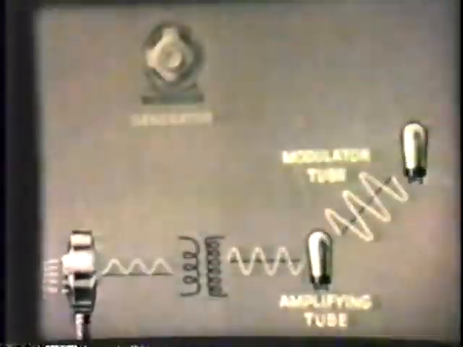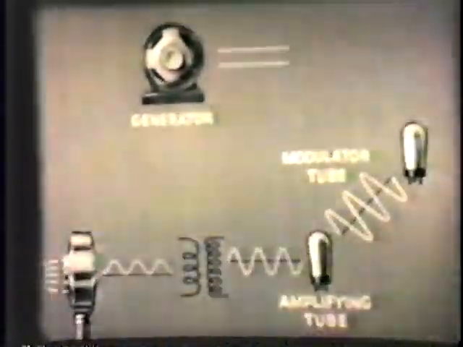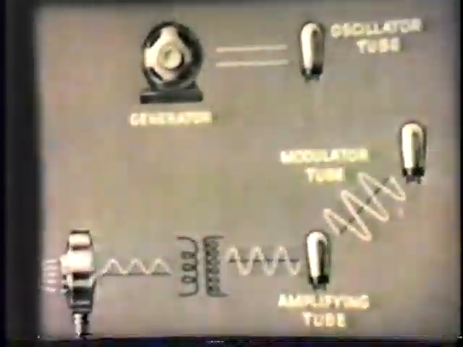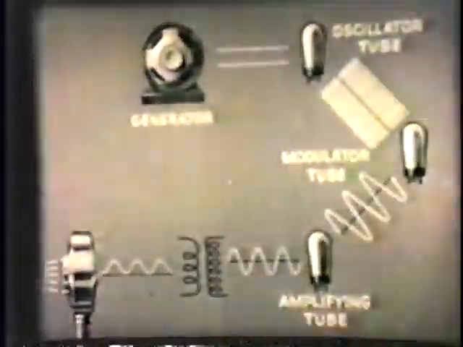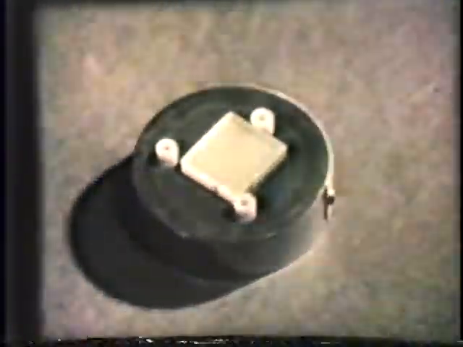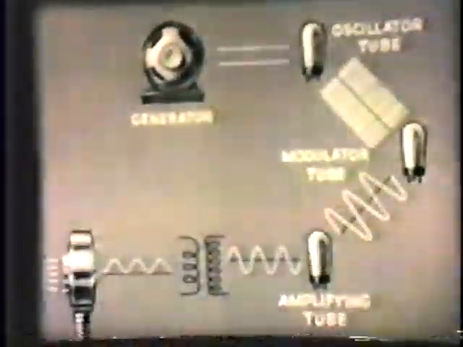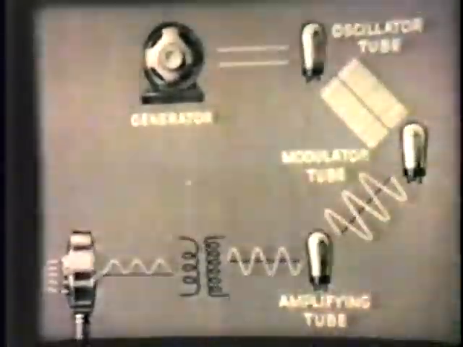The broadcasting station uses a high-frequency current called the carrier wave to transmit the message. A generator supplies a direct current to the oscillator tube. The oscillator tube changes this direct current to a high-frequency alternating current of several 100,000 cycles per second. The box below this oscillator tube contains a quartz crystal, which keeps the carrier wave at a constant frequency. This radio frequency current also goes to the modulator tube.